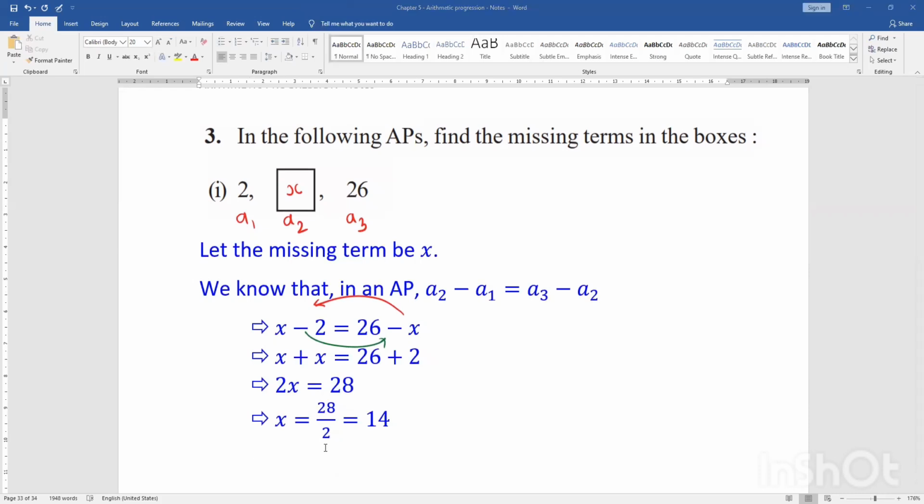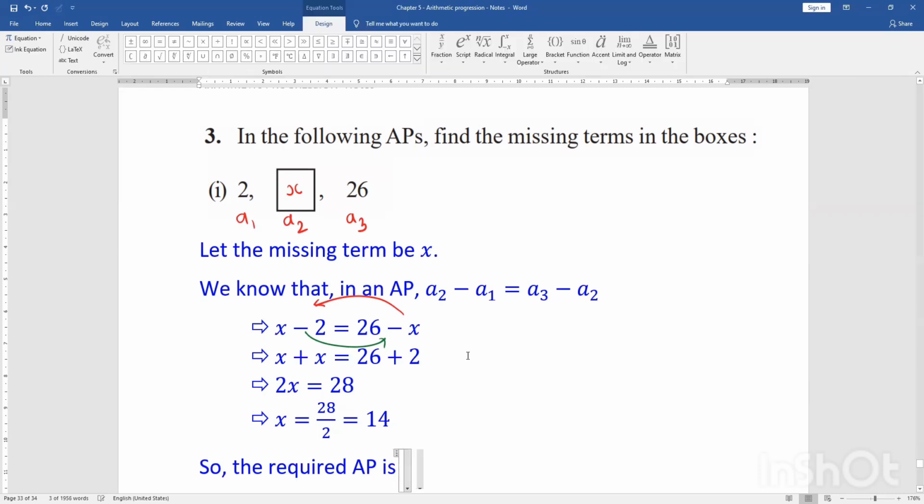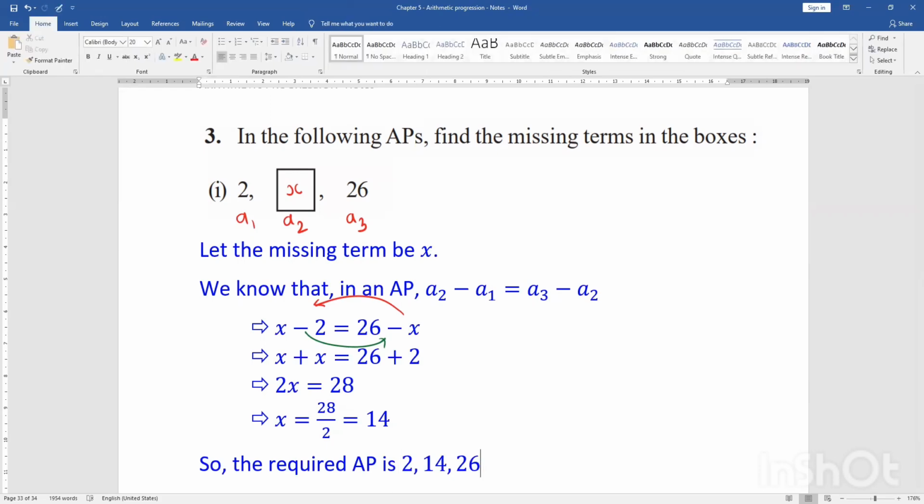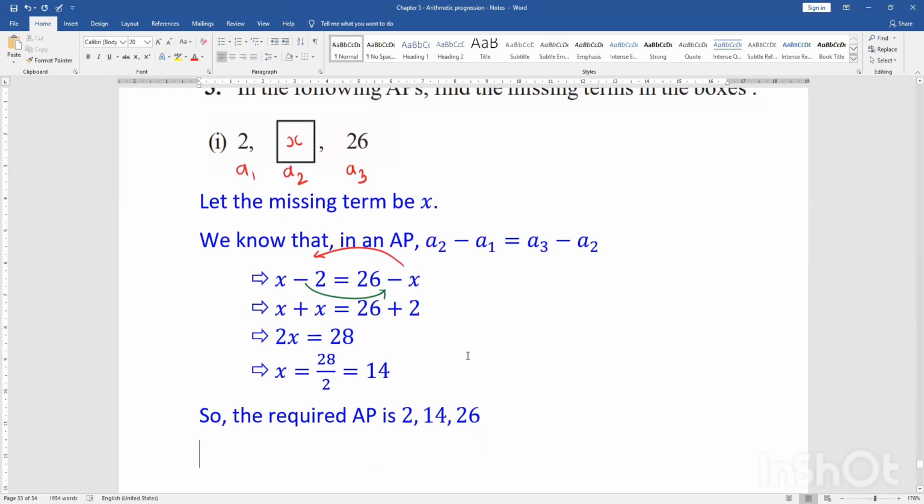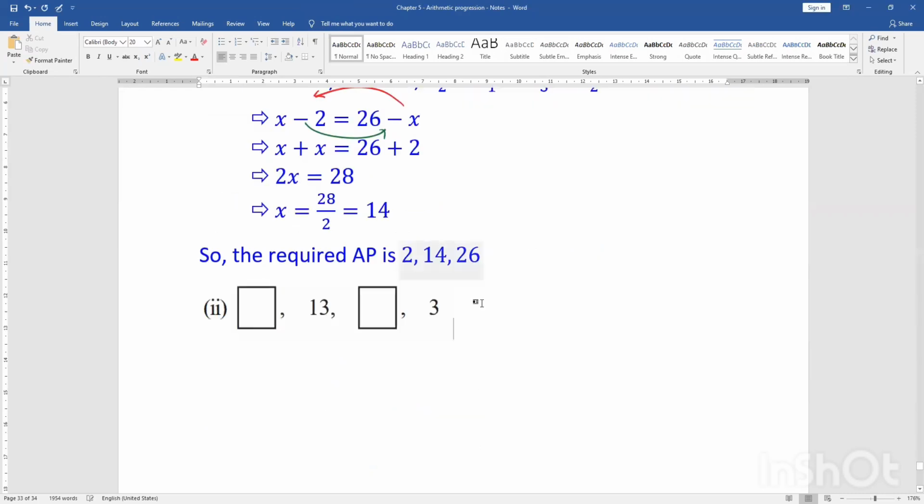Okay. So the required AP is how much? 2, 14, 26. Okay. So this is our answer. Now we move on to the second question.